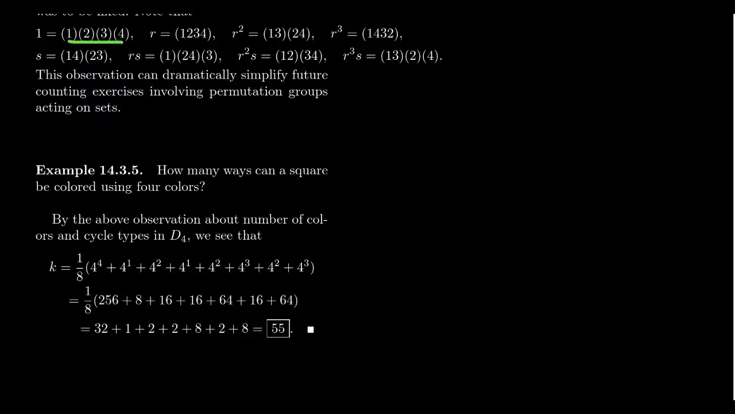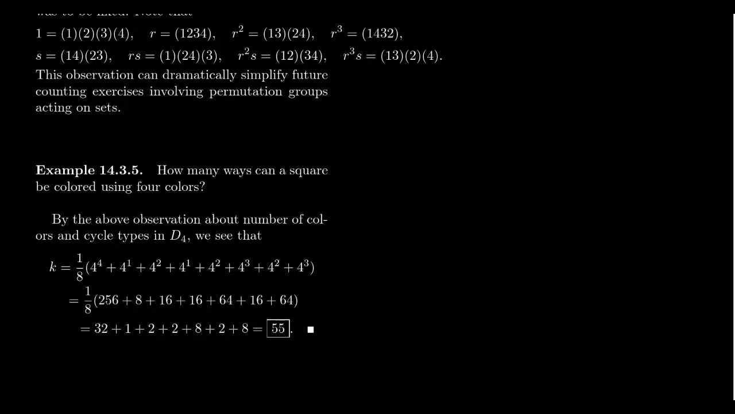For the next one, you have 4 colors, 1 cycle, in which case you're going to get 4 to the first. R squared has 2 cycles, so you get 4 squared. R cubed has 1 cycle, so you get 4 to the first. S has 2 cycles, so you get 4 squared. RS has 3 cycles, so you get 4 cubed, which is 64. R squared S has 2 cycles, so you get 4 squared, and then R cubed S also has 3 cycles, so you get 4 cubed right there.